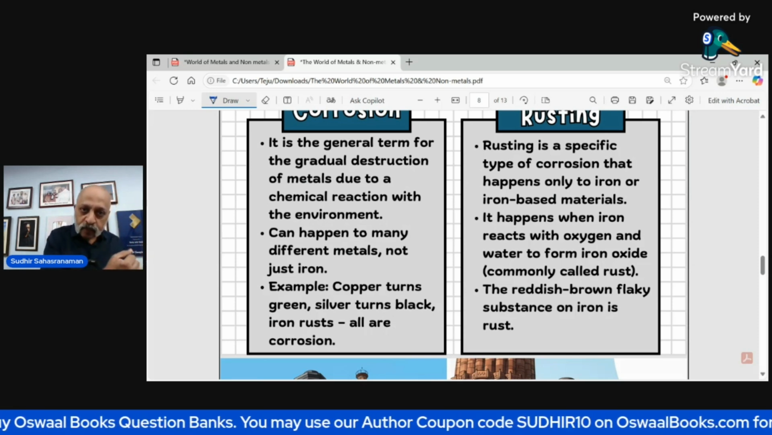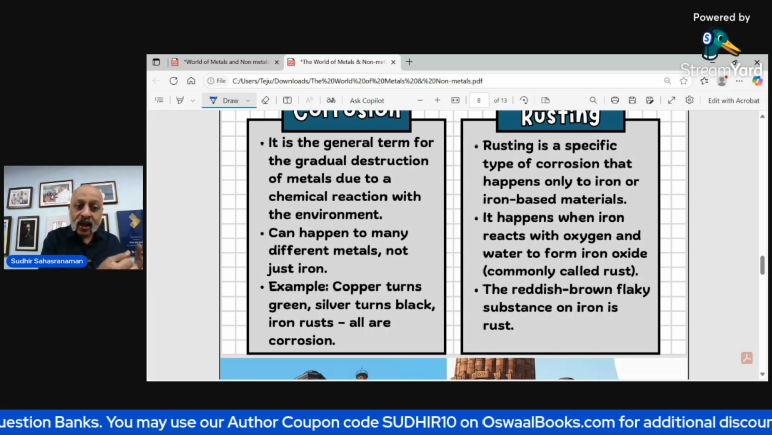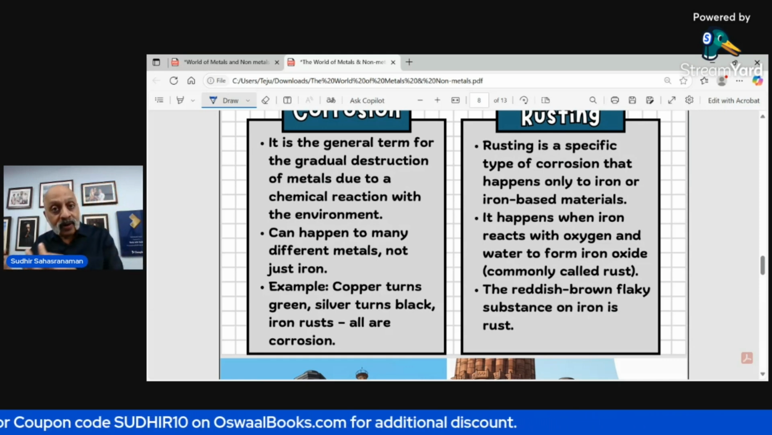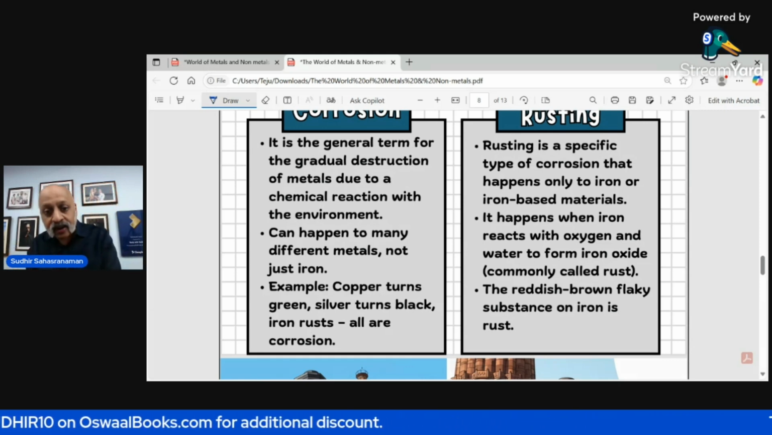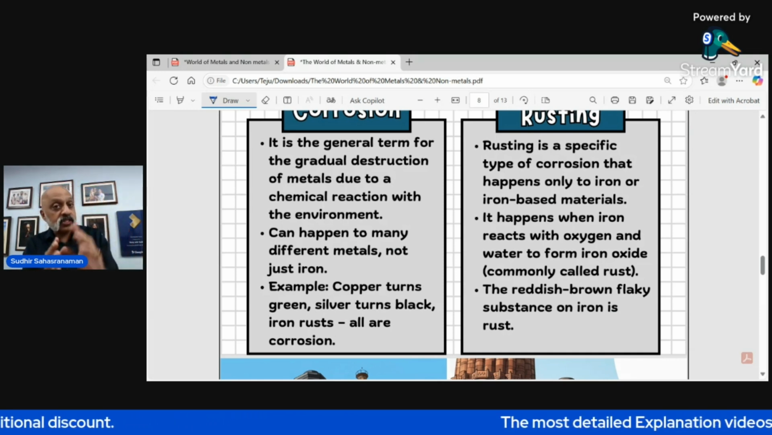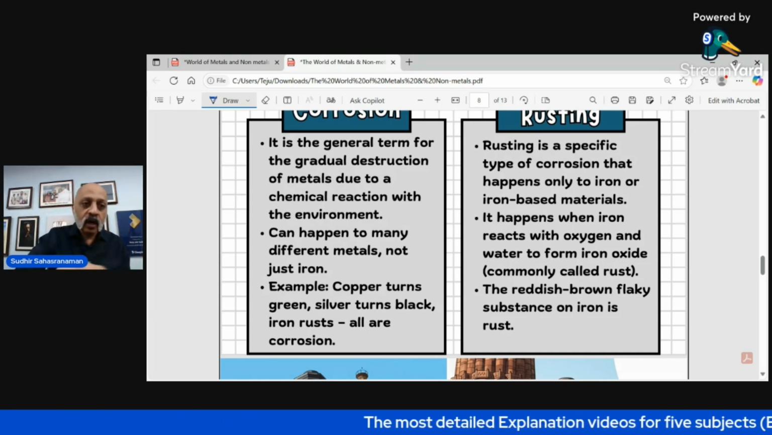Corrosion examples are copper turns green, silver turns black, iron also rusts. These are all corrosion. The reddish brown powder that forms on iron is called rust. So this is the difference between corrosion and rusting, which you should definitely remember.